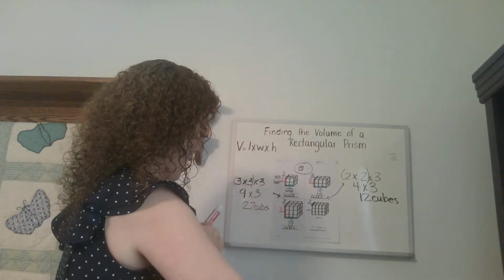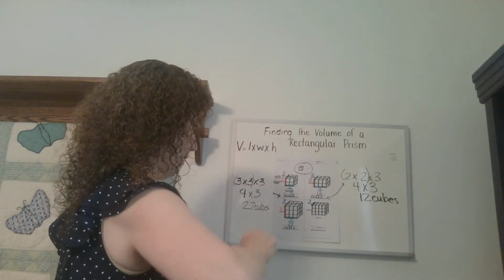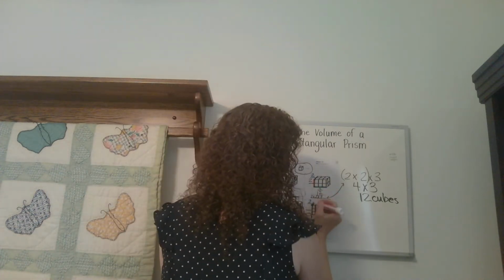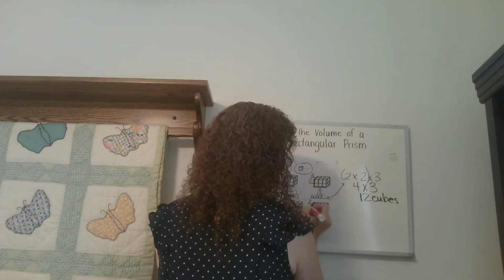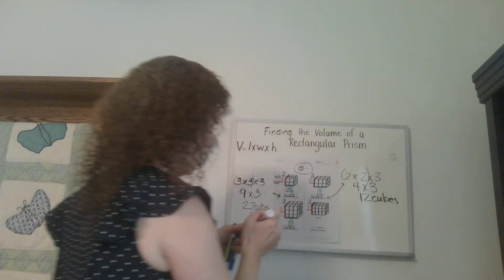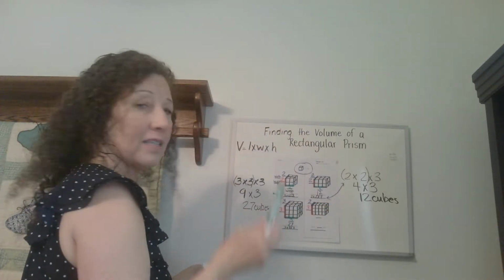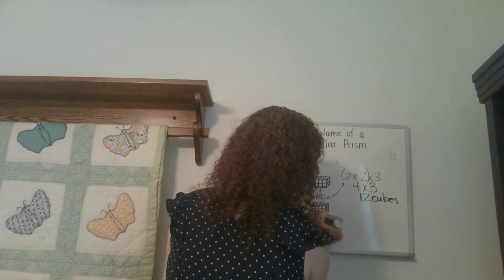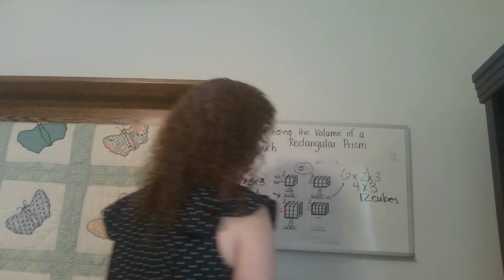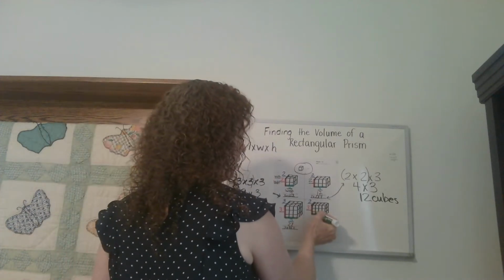And we're going to take our red and trace the height. That's how tall it is. There are 3 cubes there. Then we're going to take our green and trace the bottom. And that is 1, 2, 3, 4.